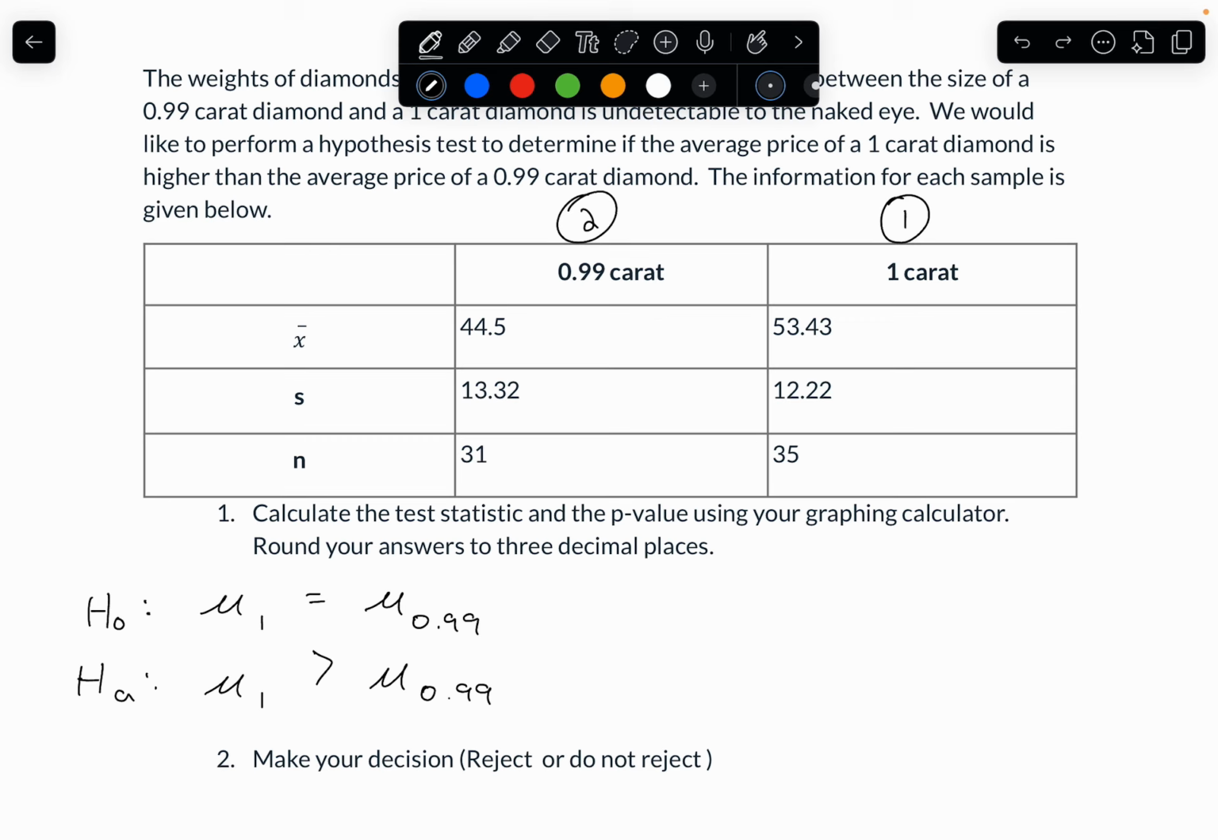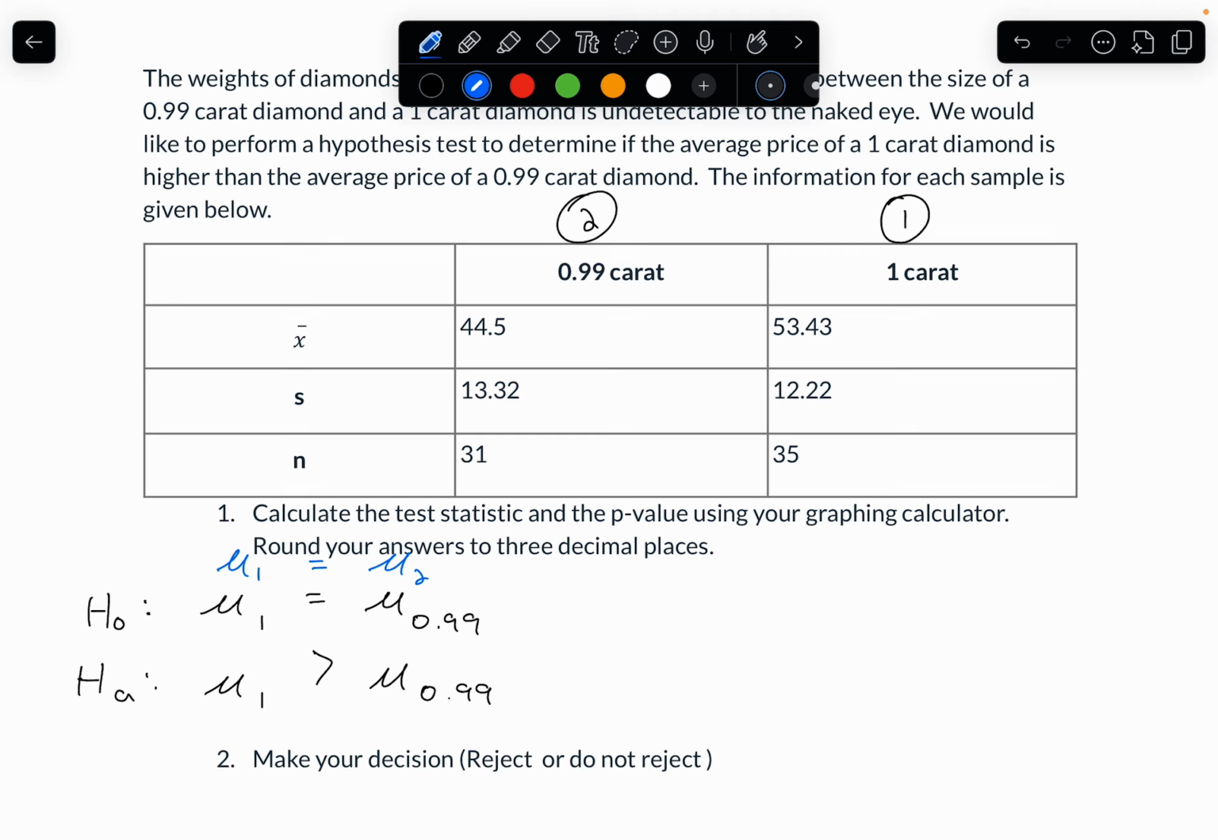And then the other thing that I'm going to remind us of here is that we were calling the column on the right, the sample for the 1 carat diamonds, group 1, and the sample on the left from the 0.99 carat diamonds, sample 2. This matters a lot because when we enter the data into our graphing calculator, it's not going to be able to determine the difference between sample 1 and 0.99. The graphing calculator always has mu sub 1 on the left and mu sub 2 on the right. And it's important that we correctly label which one is group 1 and which one is group 2.